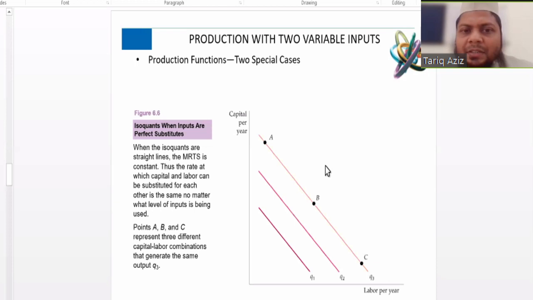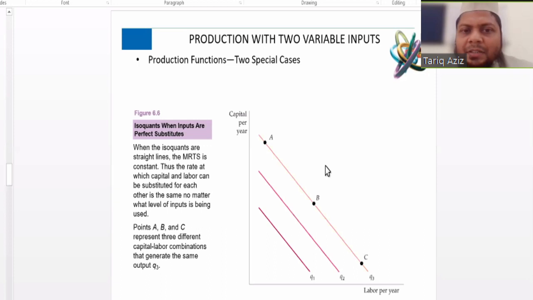marginal rate of technical substitution will remain same. If the isoquant is a straight line instead of a curve, in that case, the marginal rate of technical substitution will be constant at each point on the line.